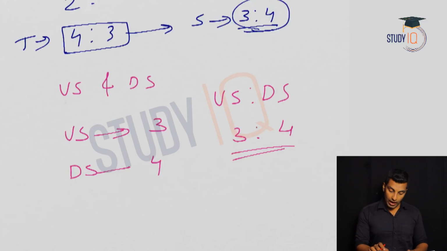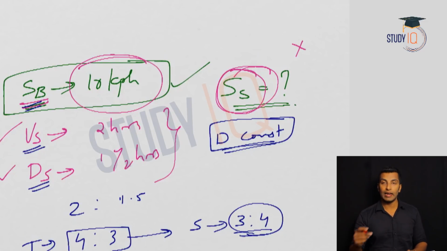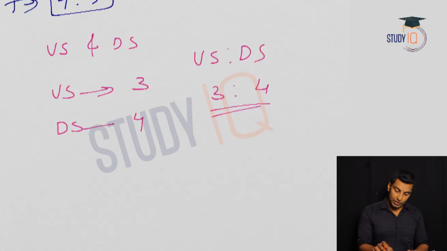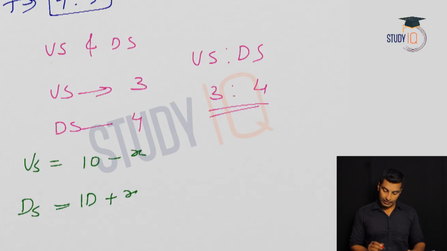That's the ratio. Now from here what we know is speed of the boat, and speed of the stream is what we need to find out. Let's assume that this is x. So what is upstream speed? Upstream speed will be 10 minus x. Downstream speed will be 10 plus x. So now you know this ratio.